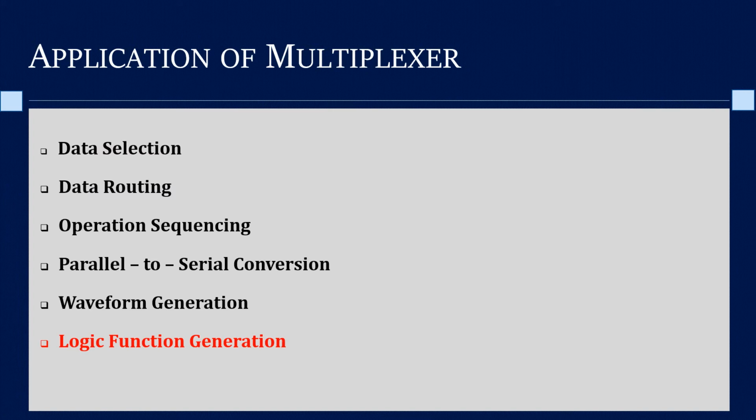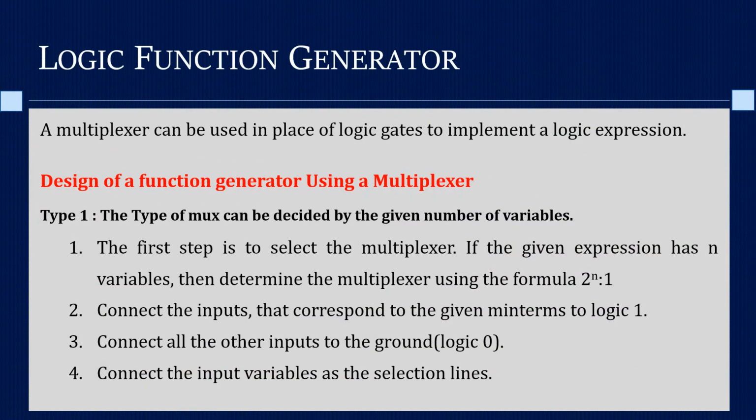The various applications of multiplexers are data selection, data routing, operation sequencing, parallel to serial conversion, waveform generation, and logic function generation. Let us discuss logic function generation. A multiplexer can be used in place of logic gates to implement a logic expression. Any Boolean expression, any SOP expression, can be implemented using a multiplexer.